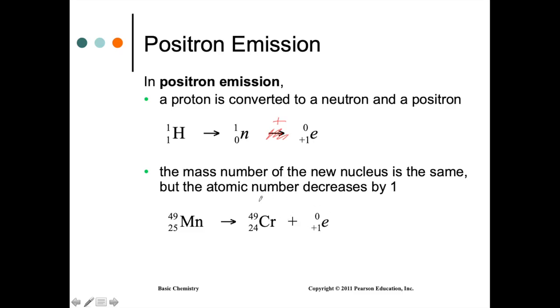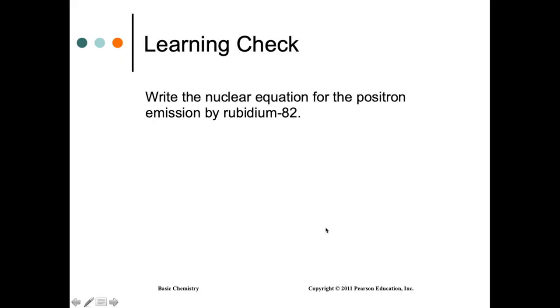Notice that the numbers still add up. 49 and 0 is 49. 24 plus 1 is 25. Notice that we're adding 1 here because the atomic number is +1, not -1. Okay? So, with that in mind, see if you can try this practice problem out.